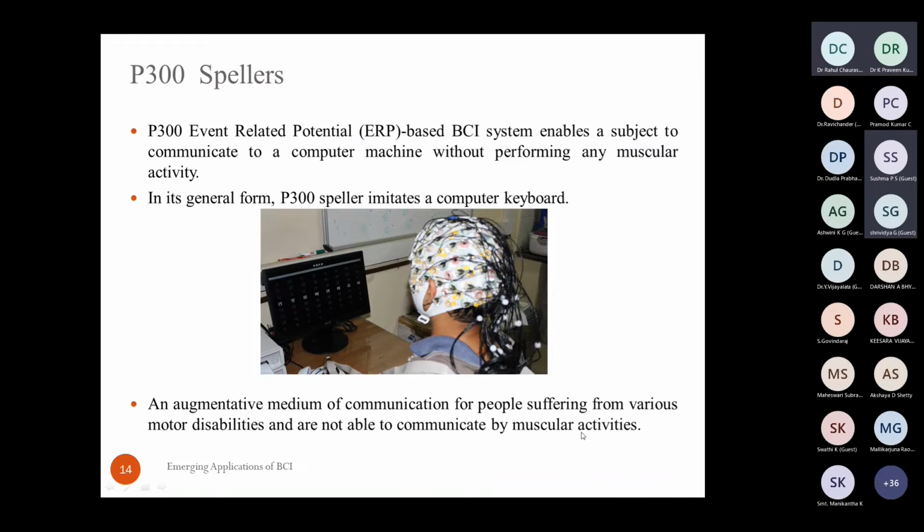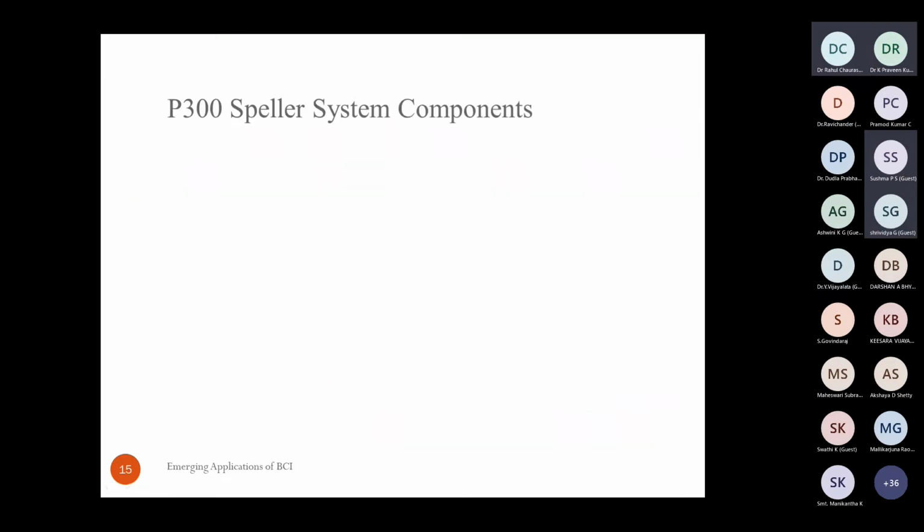People who are not able to speak, they are not able to talk, they are not able to move the hands, but still their brain is functioning. Maybe they are in coma, but the brain is working, or maybe they are physically handicapped, but the brain is working. They can use this particular application.